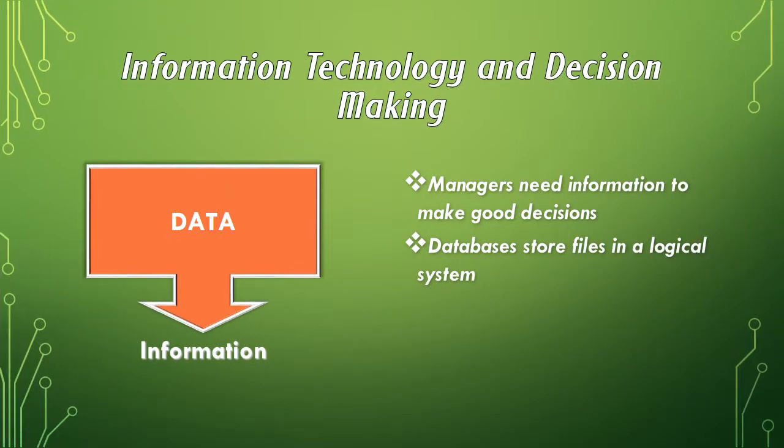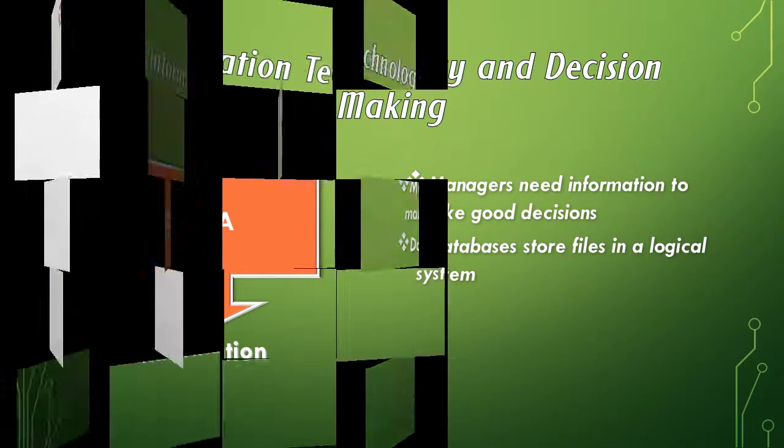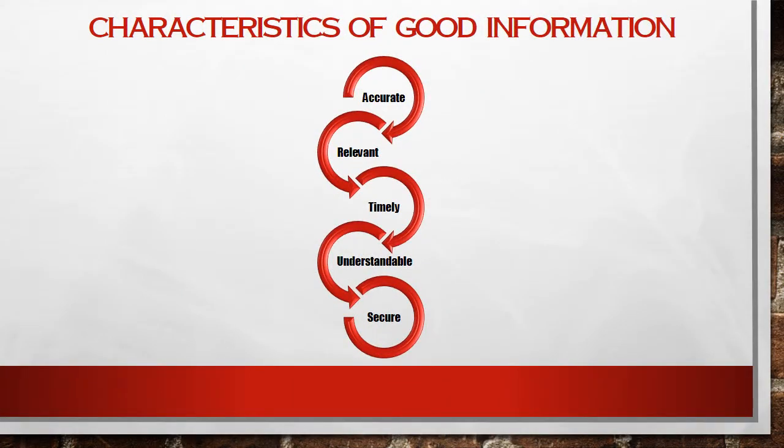Information technology and decision making. Managers need information to make good decisions. Databases store files in a logical system. Characteristics of good information: accurate, relevant, timely, understandable, and secure.